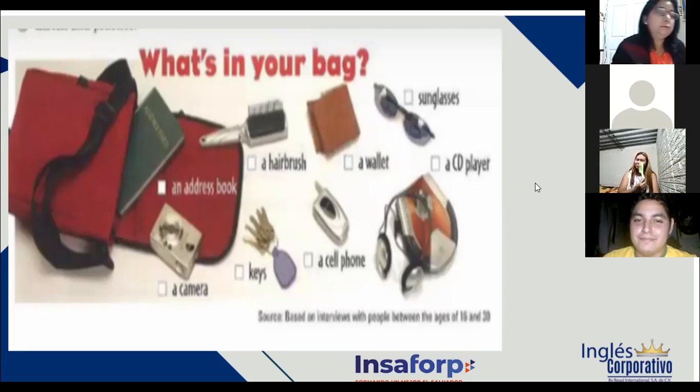Hairbrush. Makeup, no sé si ese se dice. Sí, correcto. Money. Money, important. Thank you. Tres artículos, estamos bien. Okay. Thank you, Sofía. Ciel, what do you have in your bag? What's in your bag?